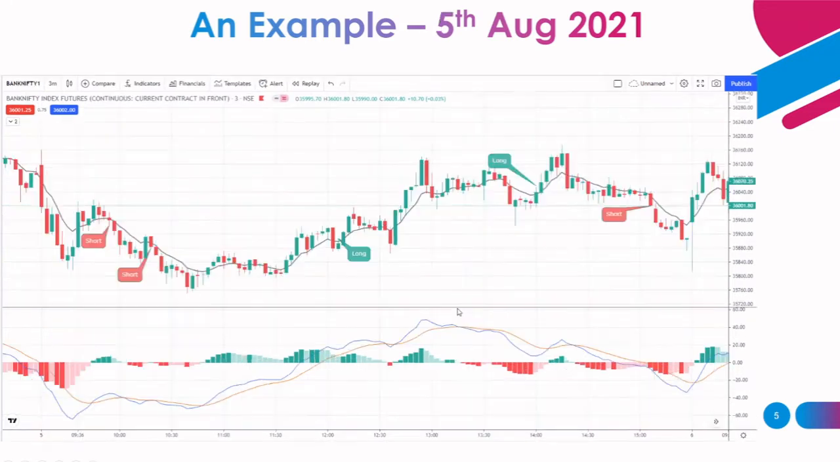Let's see another example. So this is an example of 5th August where you can see MACD is going down and up. In this case we will get both types of examples. Now MACD is low, so we need to look for the sell setup. You can see we are getting a sell here, and we got the profit. We got a sell here, we got the profit.